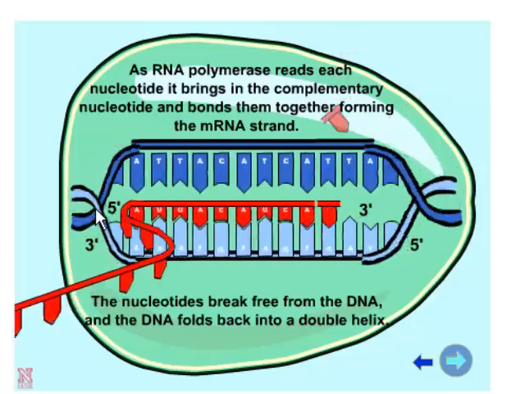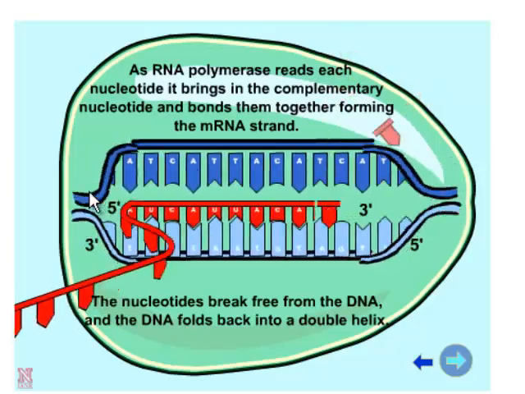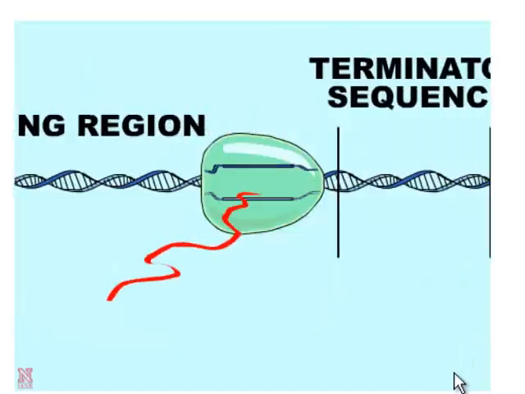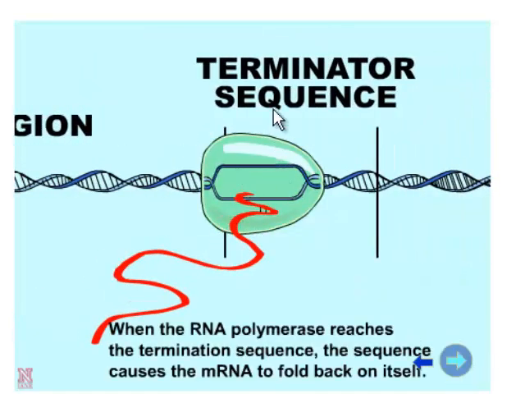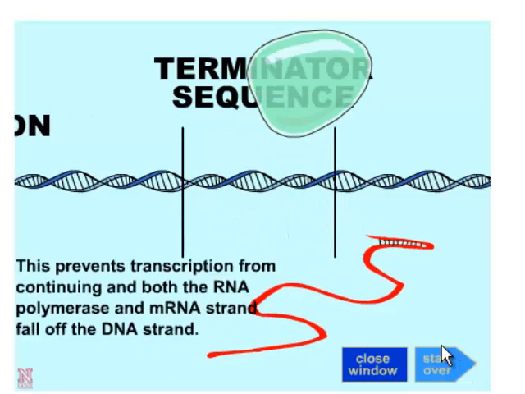And then you can see after it continues, it folds back into DNA again. Once it gets to the end, it's a terminating sequence of DNA. It tells it to stop. And then finally, the RNA polymerase leaves, DNA is perfectly coiled up again, and you have an RNA strand that's ready to go to the ribosome to be changed into a protein.